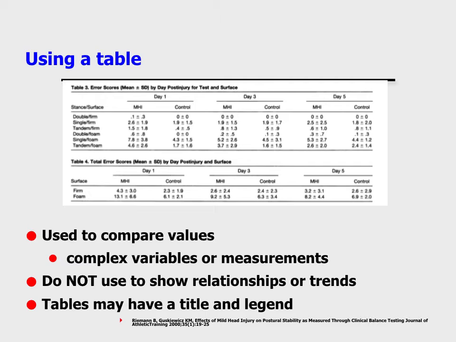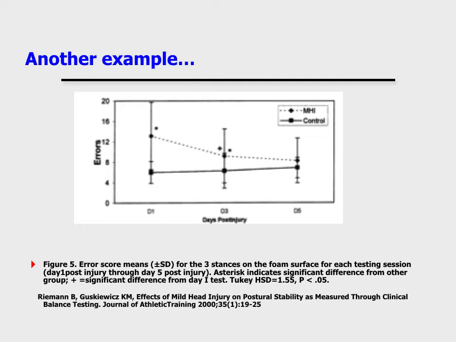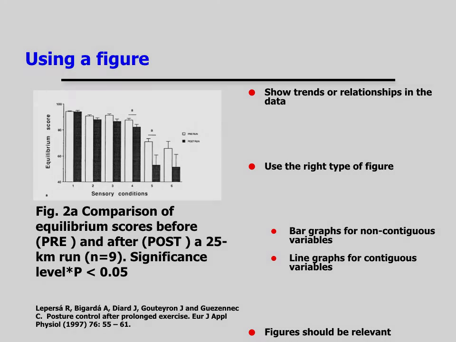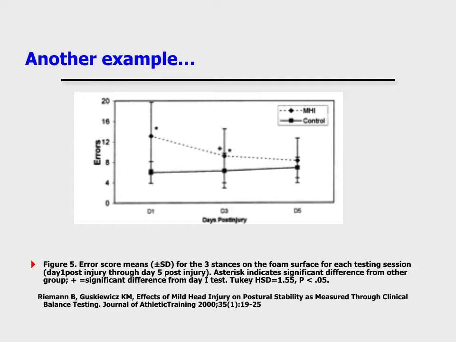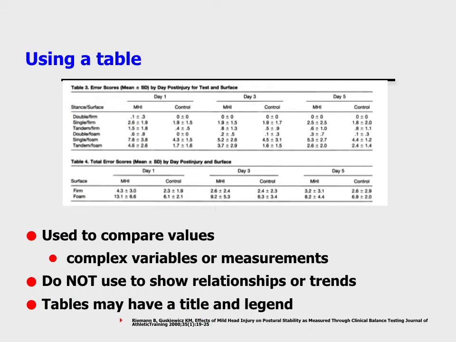And you can see how the stance and the surface relate to each one of these groups on each of the days. So this is a really nice way of comparing values and taking complex variables and measurements and really laying them out nicely. Try not to use a table to show relationships or trends. Actually, rather use either a bar graph, or you can try to show a line graph if it's relationships, but this is most likely used after a pre and post.